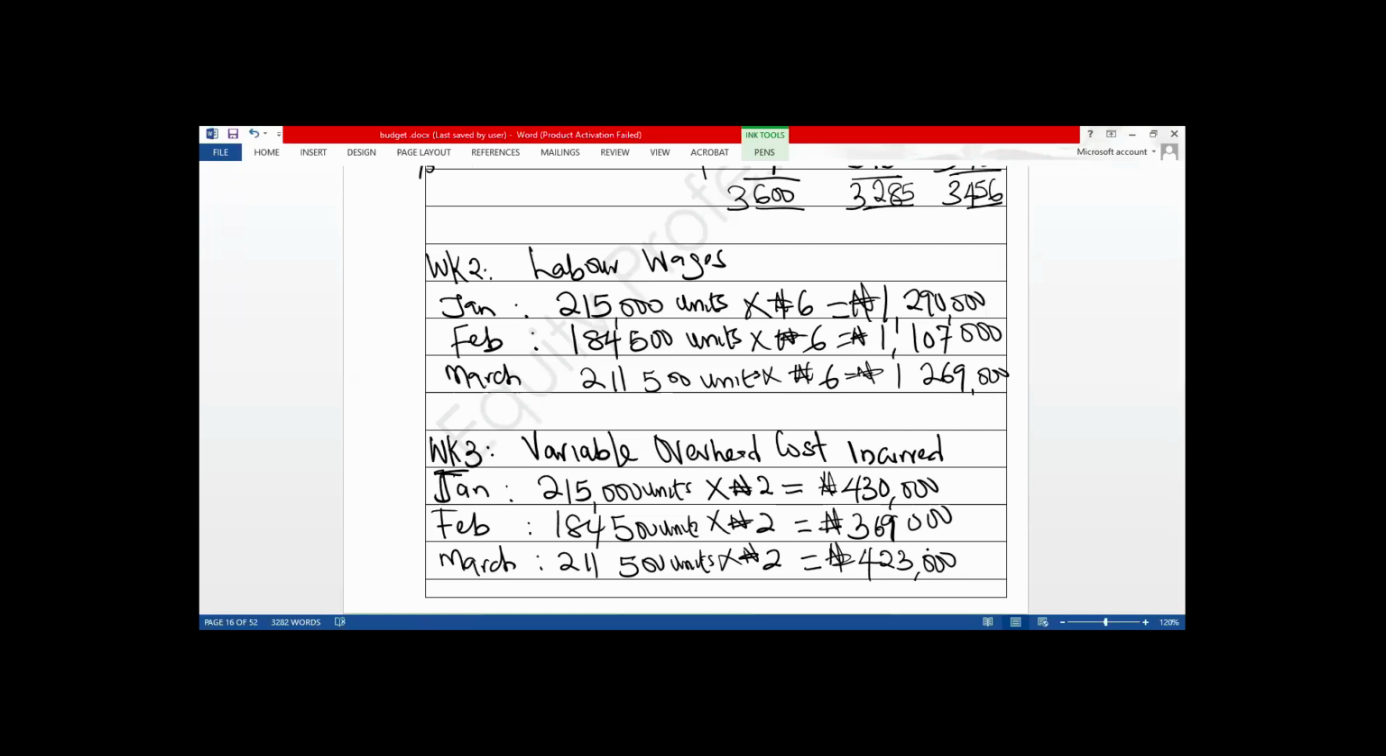You have computed the variable overhead cost incurred. The next working is, what is the variable overhead cost paid? You have computed variable overhead cost incurred. Then your working 4 is variable overhead cost paid.